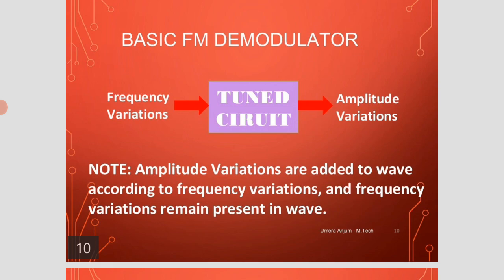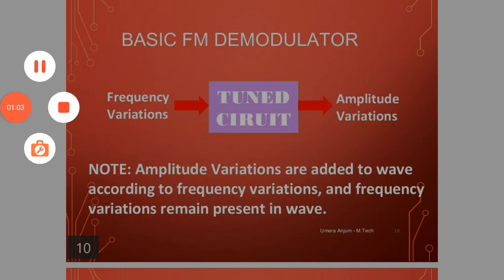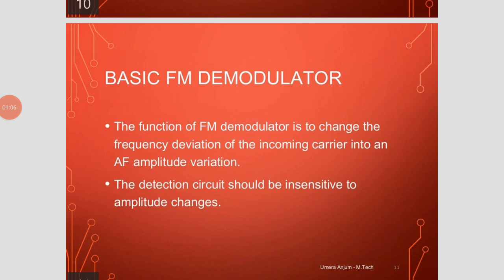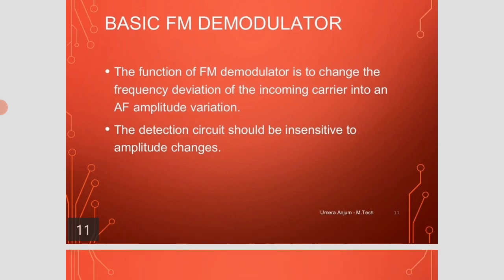The basic FM demodulator. What is the demodulation process? Frequency variation input is given to the tuned circuit. The output is amplitude variations. Note, amplitude variations are added to the wave according to the frequency variations, and the frequency variation remains present in the wave. The function of the FM demodulator is to change the frequency deviation of the incoming carrier into an AF amplitude variation. The detection circuit should be insensitive to amplitude changes.